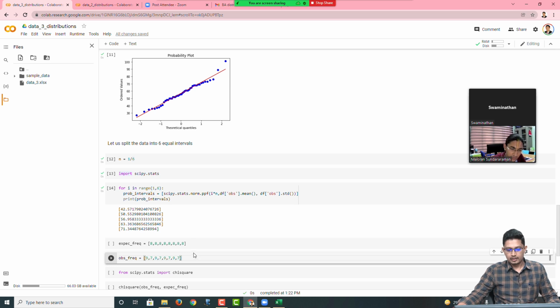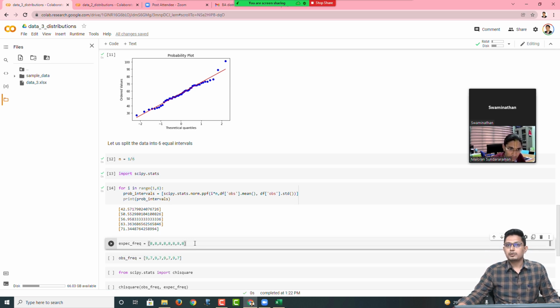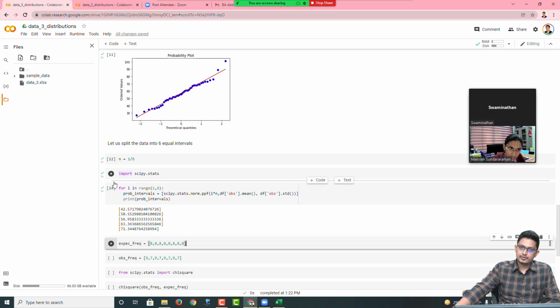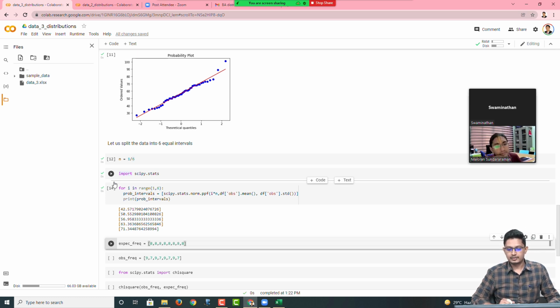and so on. Since we are splitting this into 6 buckets, I'm taking n as 1 by 6, and we had 48 observations. Which means the expected frequency under each bucket is nothing but 48 divided by 6, which is 8. Exactly. So that's why I have the expected frequency as 8 under each bucket, right?